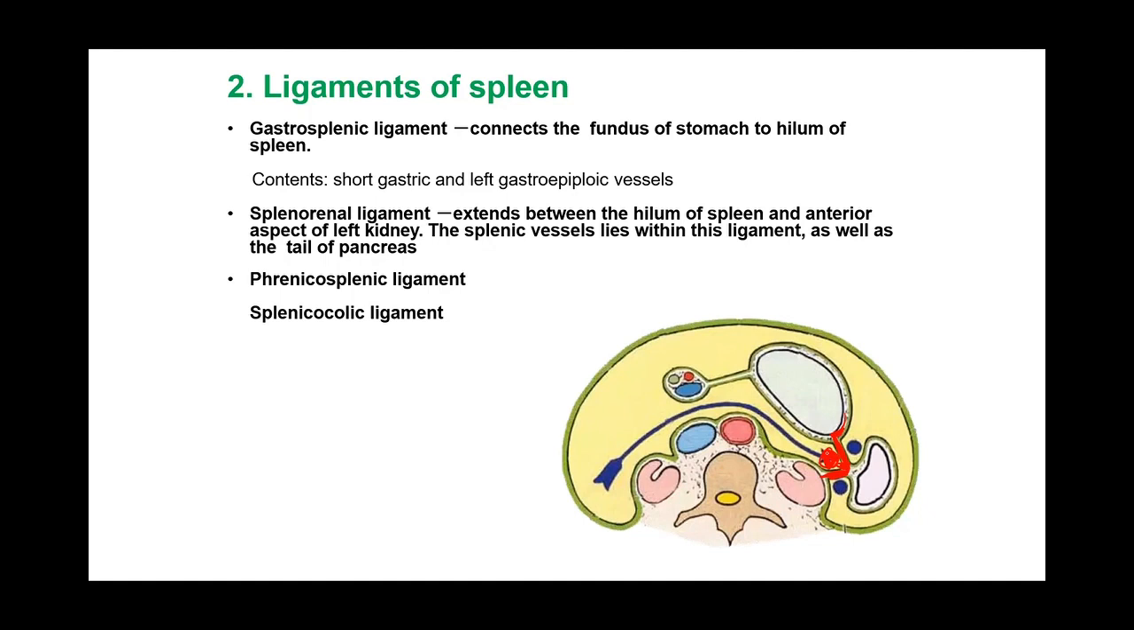Now, don't forget, there is the gastrosplenic ligament containing short gastric vessels and the left gastroepiploic vessel, the splenorenal ligament, the phrenicosplenic ligament that is attaching it upward to the diaphragm, and the splenocolic ligament attaching it to the transverse colon. Okay, so you have 4 ligaments. What is the significance? I told you that I'll tell you the significance of these ligaments.